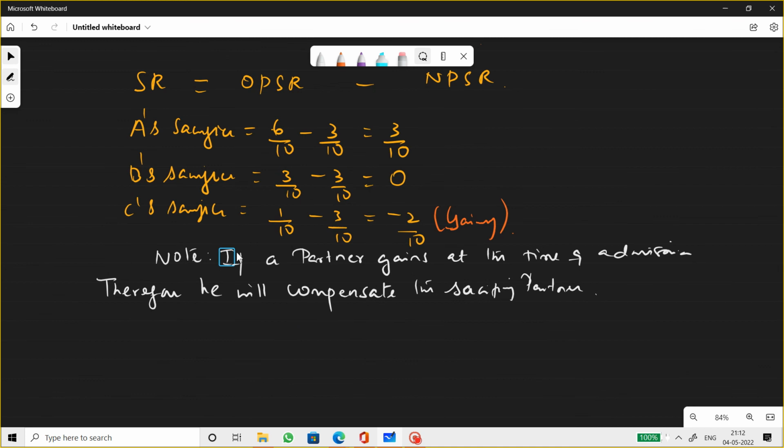Note that if a partner gains at the time of admission, he should compensate the sacrificing partner. Okay, so these are the various cases of finding the new profit sharing ratio and sacrificing ratio. Thank you.